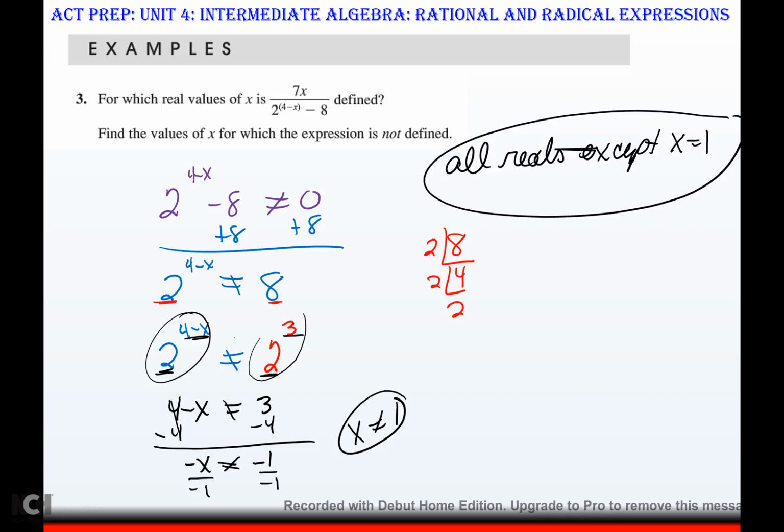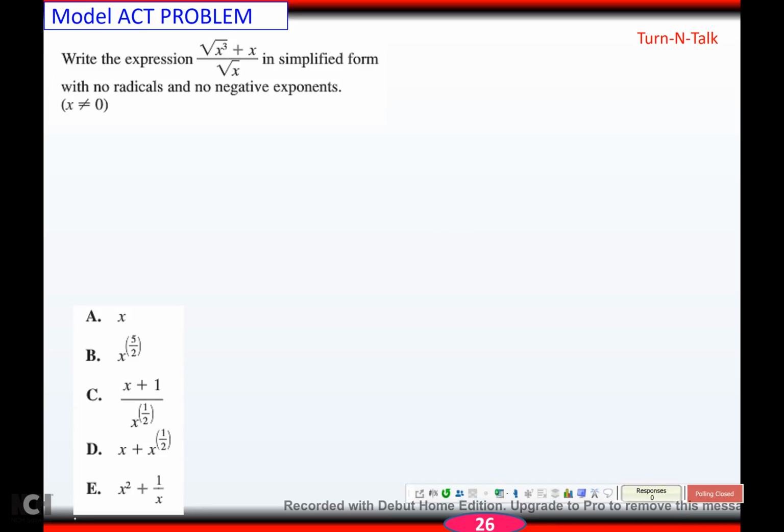So this is defined for all reals except x equal 1. I don't know, you've got to see how they ask you a question. The values of x for which the expression is not defined would be when x equals 1. Okay? Alright, try this one. Hit pause. Come back when you're ready.